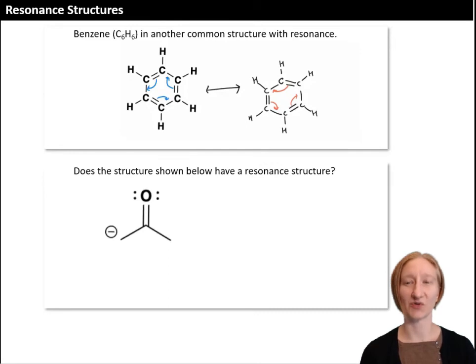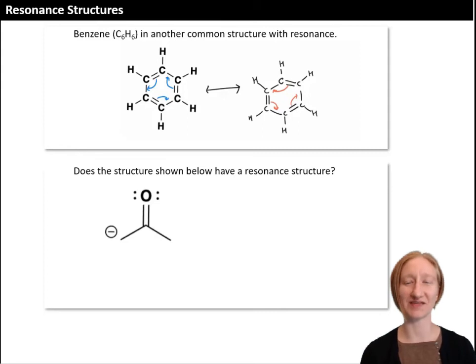The second example here will illustrate that for us. If we want to try to draw a resonance structure of this species, we should look at the lone pairs and pi bonds. And more often than not, if a molecule has a charge, then we'll consider moving those electrons to achieve a new resonance structure.